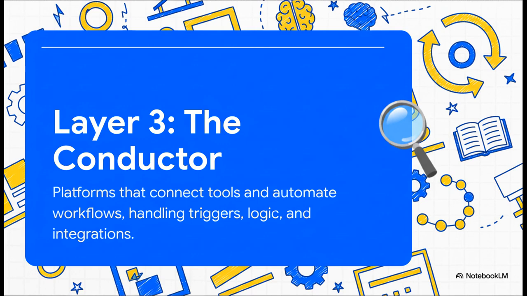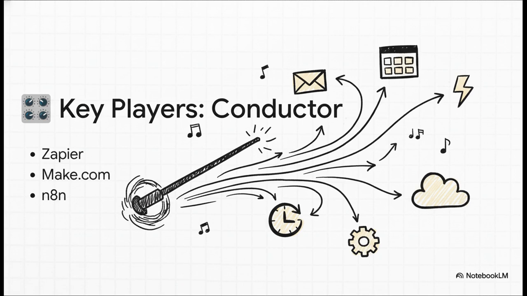Okay, so how do you get your AI to actually do stuff in the real world? Like send an email or update a Google Sheet. That is layer 3, the conductor. These are the awesome orchestration platforms that connect all your different apps and automate workflows. And a lot of the time, you don't even need to write a single line of code. Just think of these as the central nervous system for your AI agent.